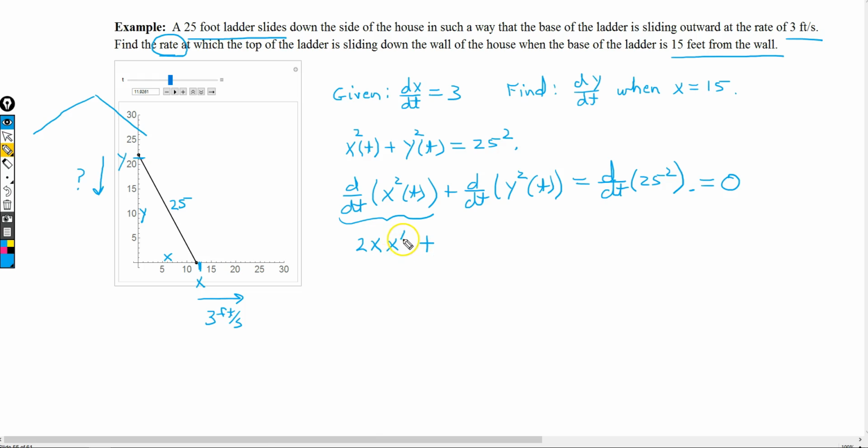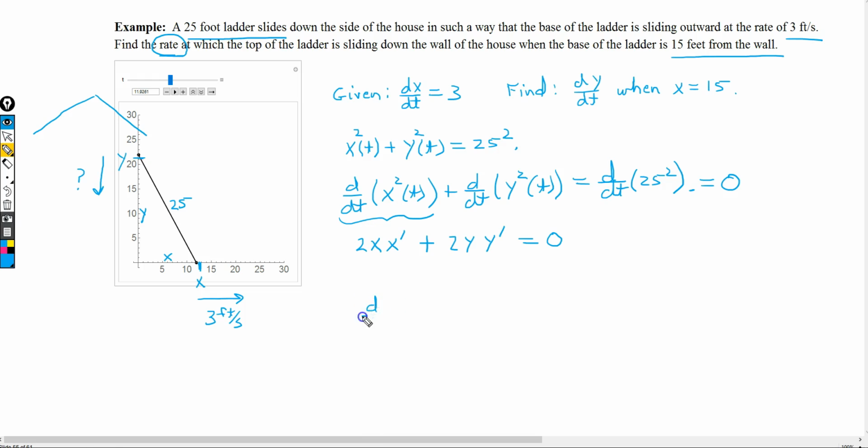Now that x prime, remember, that means dx dt. And then this part right here is going to become 2y y prime. And the y prime is what we want to find. The x prime we're given as 3 is equal to 0. And once again, if you're a little confused on how I get 2x x prime here, well, what we're doing here is we're using the chain rule.